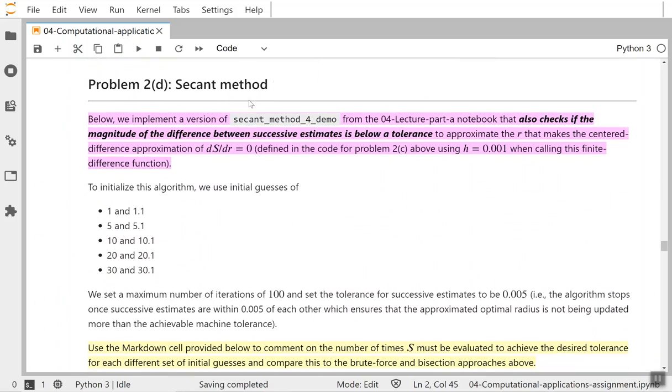Then in part D, I'm asking you to do the secant method. So below we implement a version of the secant method for demonstration purposes. That was from the part A lecture notebook as well. And it also checks if the magnitude of the difference between successive estimates is below a tolerance to approximate the R that makes, again, the same centered difference approximation of dS/dR equal to 0, which was defined in part C above using h equals 0.001.